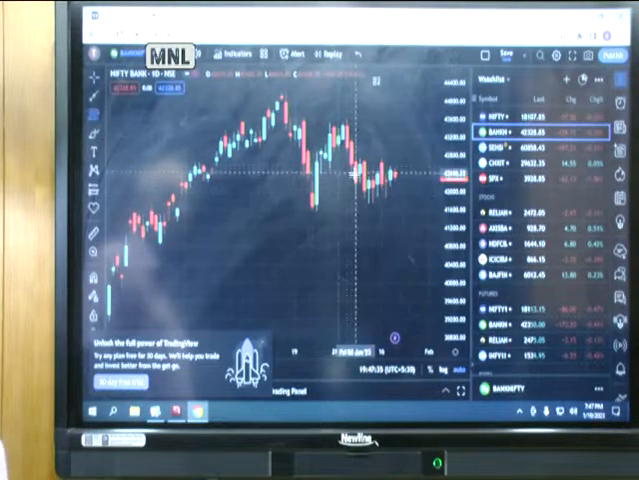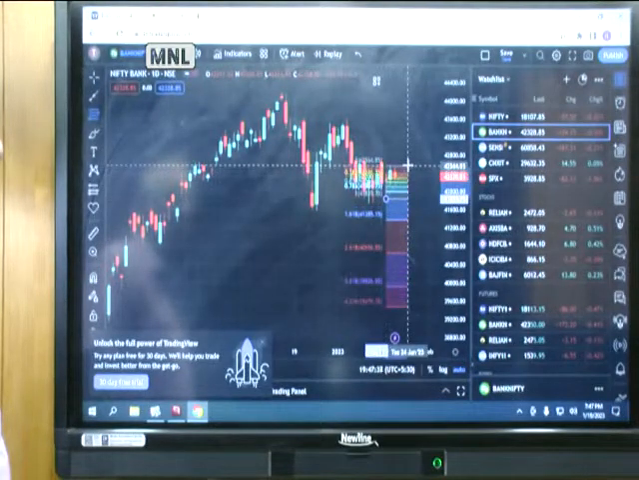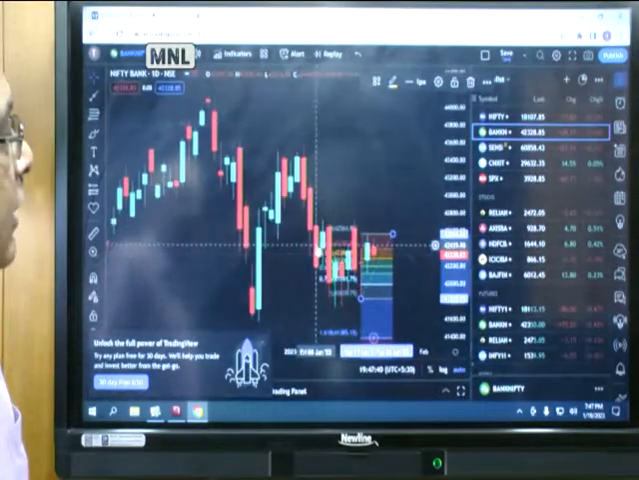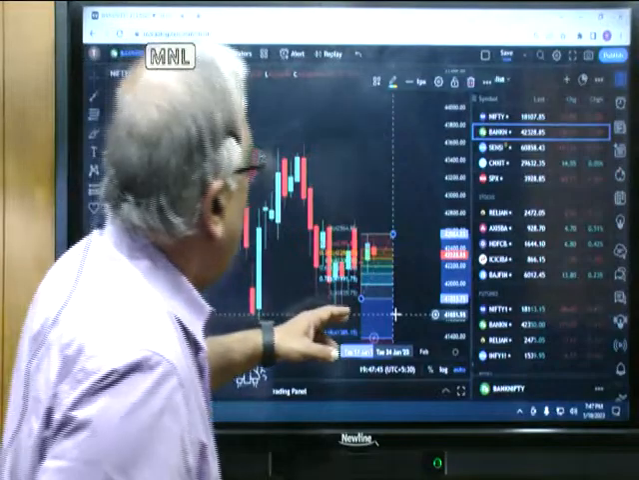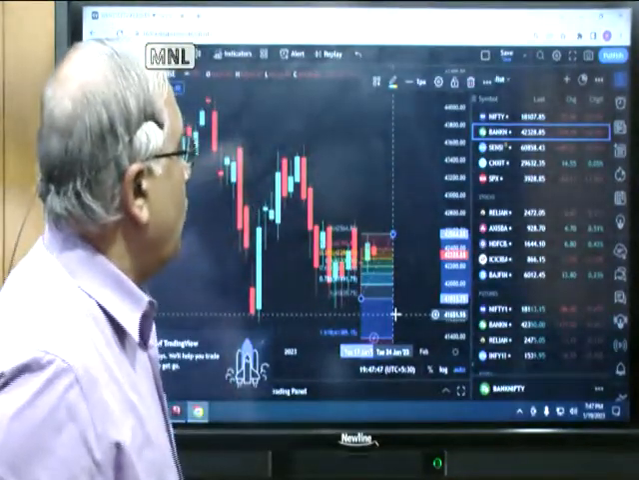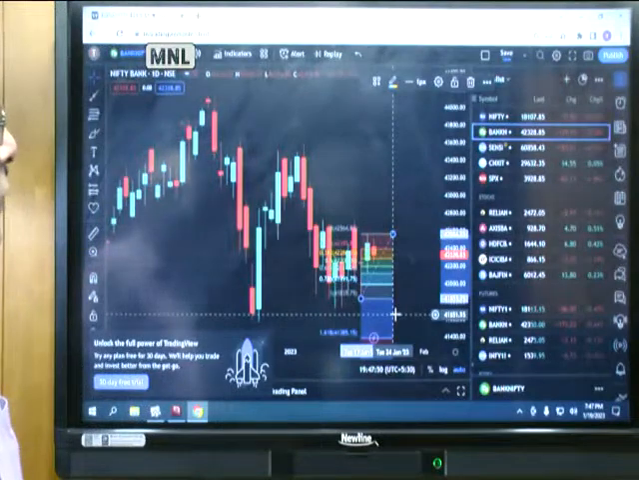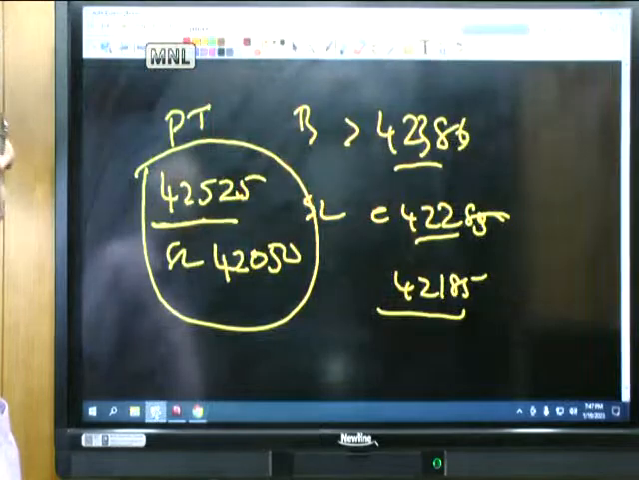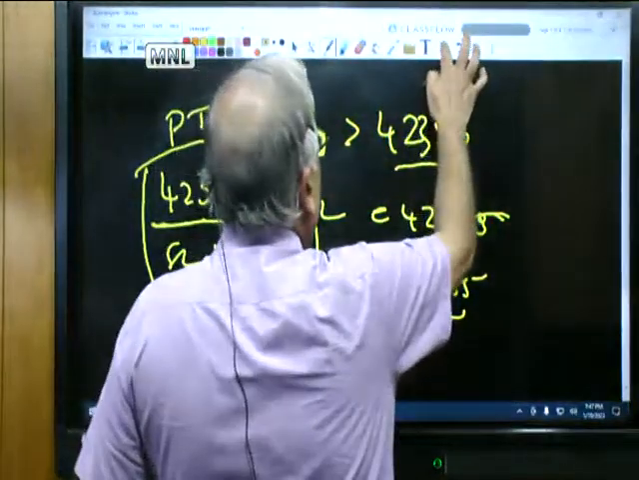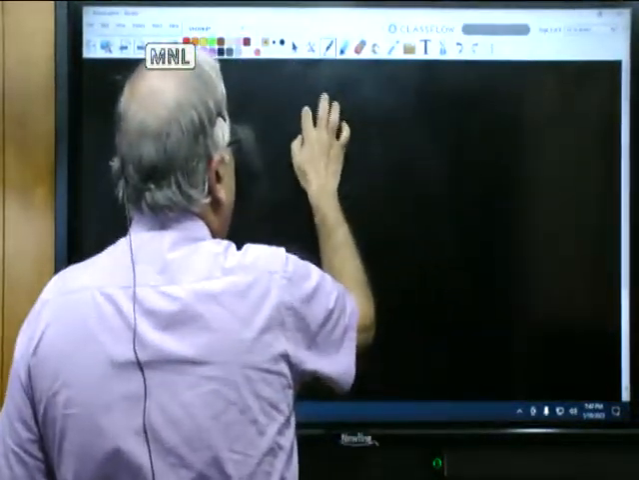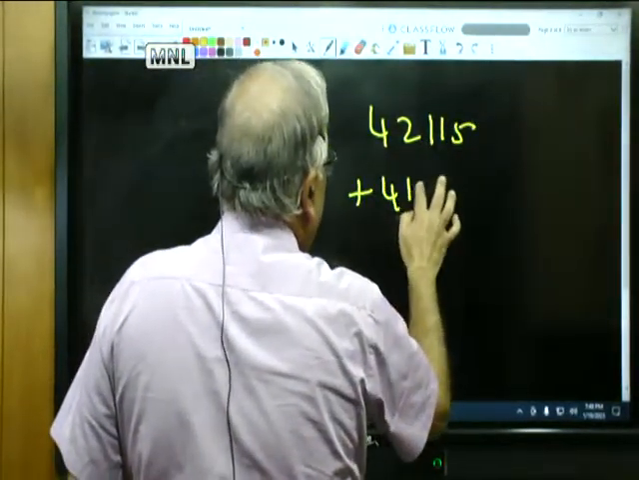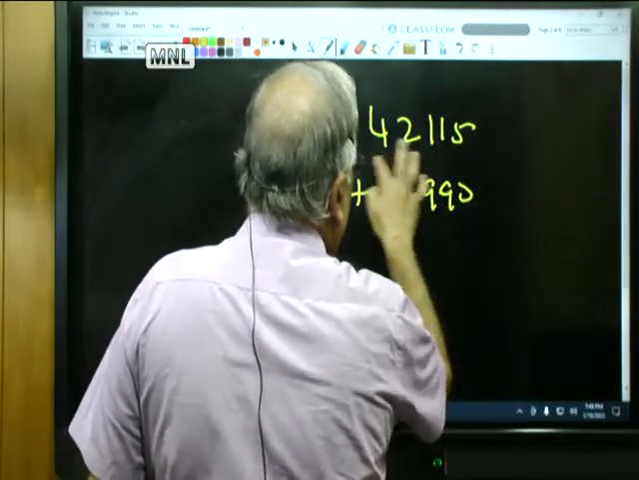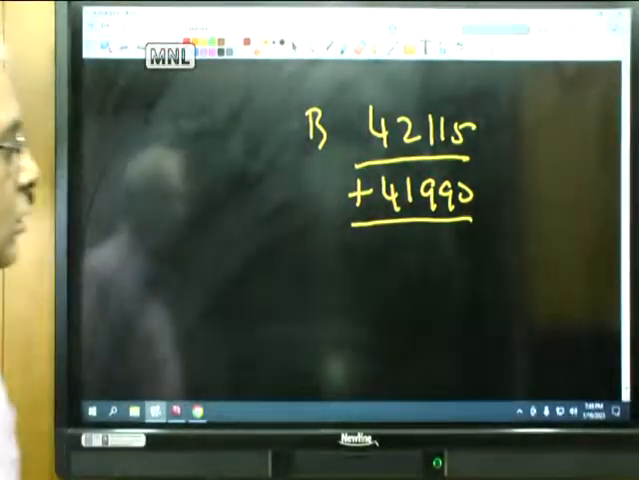That is what we are getting as around 41,991, so around 42,000 to 42,114. If at all there is going to be a fall, a counter trend, then the buy comes at 42,115 and then 41,990 or so. Okay, so these are the places where you should look towards going long.